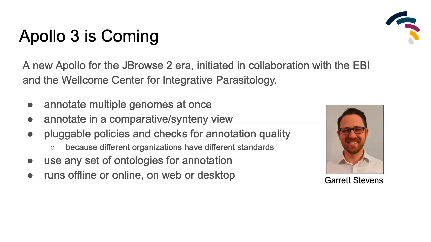Now, Apollo 3. Apollo 3 is coming. The next generation of Apollo. It's going to run on JBrowse 2. You're going to be able to edit annotations in the context of other genomes in comparative views. It's going to be very customizable as far as your quality control policies as well, because we noticed there was a great need for different organizations to be able to set different policies about how they want their data managed. So that's going to be pluggable in the new Apollo. And you can use different ontologies, and it'll run in desktop or on the web, and you can edit local files with it. That's about all I'm going to say about Apollo 3 right now. It's still very new.